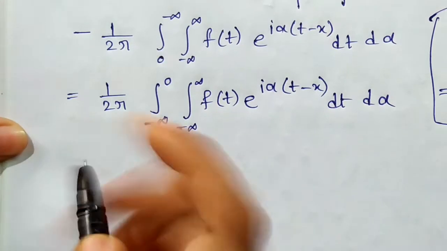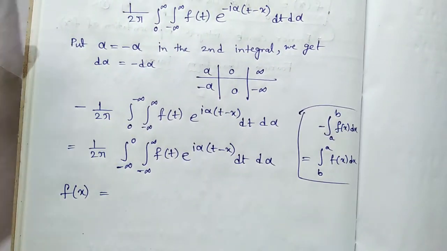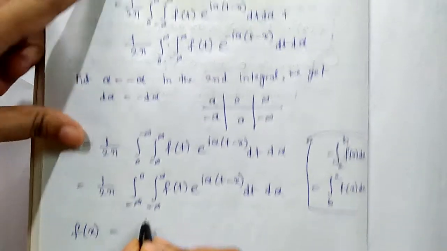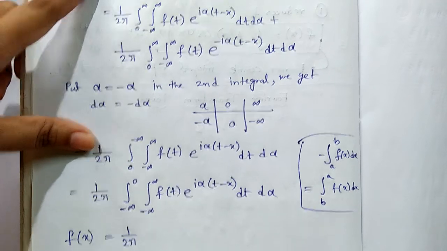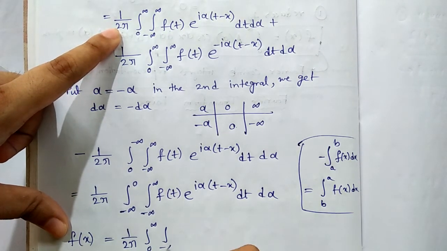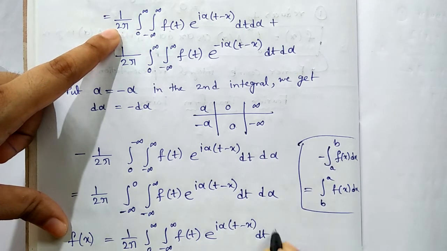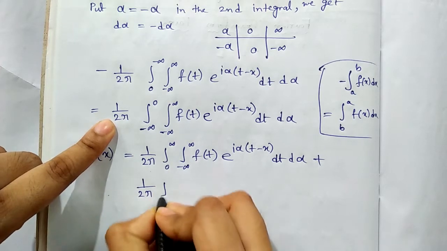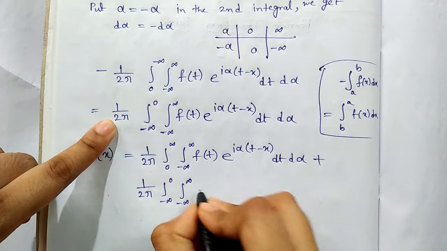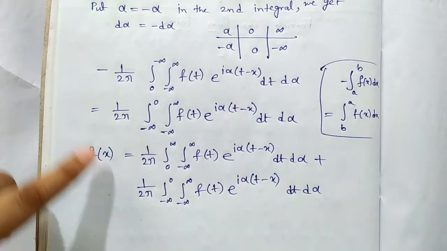Now see, this is our f(x) equal to this expression. So f(x) equals 1 by 2 pi, integration 0 to infinity, integration minus infinity to infinity, f(t) e to the power i alpha(t minus x) dt d alpha, plus the second term, which is now this one: plus 1 by 2 pi, integration minus infinity to 0, integration minus infinity to infinity, f(t) e to the power i alpha(t minus x) dt d alpha. So we get this.